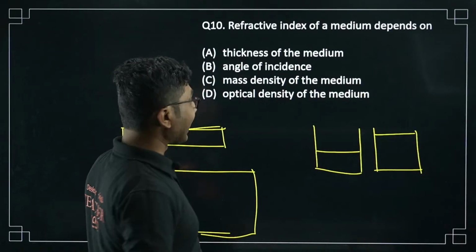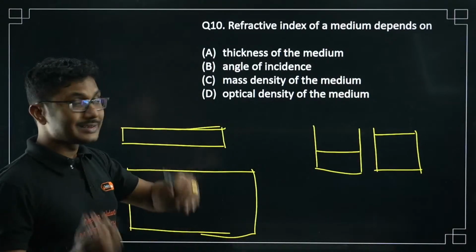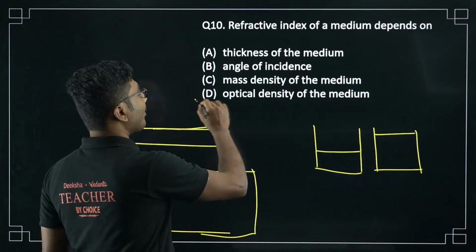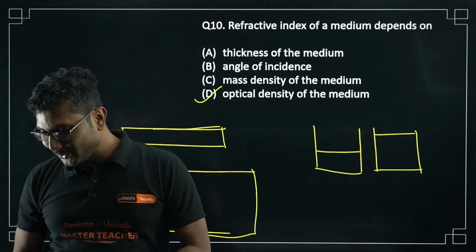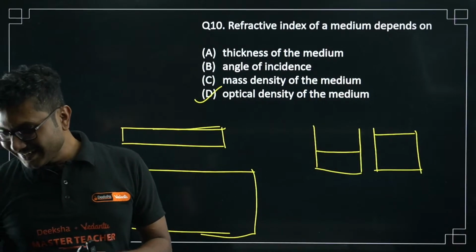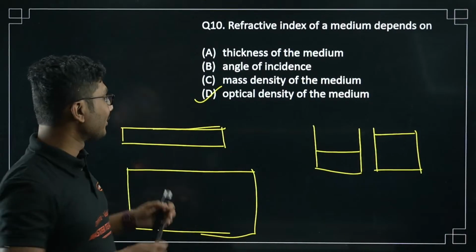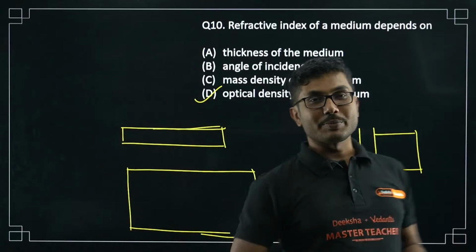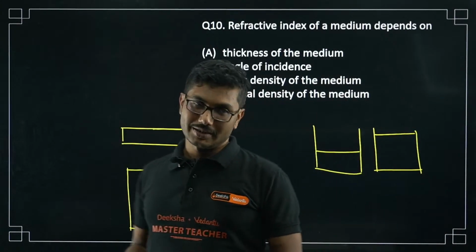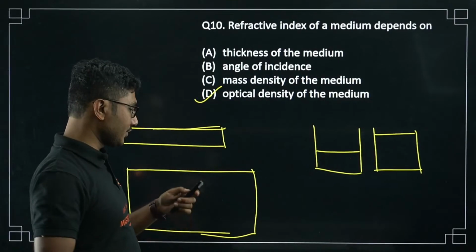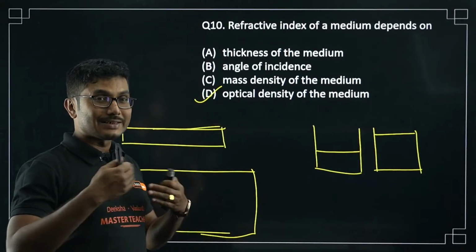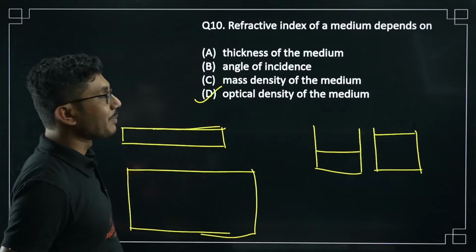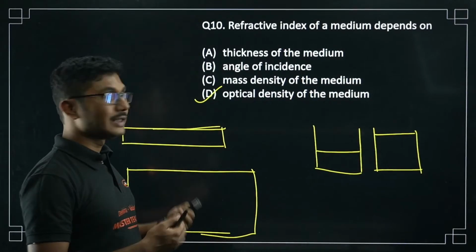It does not depend on angle of incidence. It does not depend on mass density. We have discussed that in our last question. It only depends on optical density of the medium. Now I don't know whether you answered it intentionally incorrect or you just got confused. Optical density basically relates to refractive index. Higher the optical density, higher is the refractive index. A straightforward direct proportional relation. In fact, refractive index itself is sometimes called optical density. So refractive index depends on the optical density of the medium.